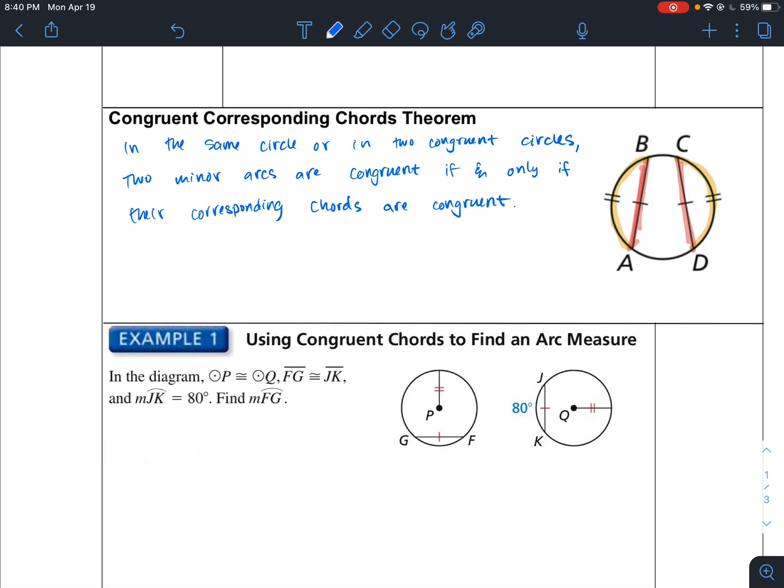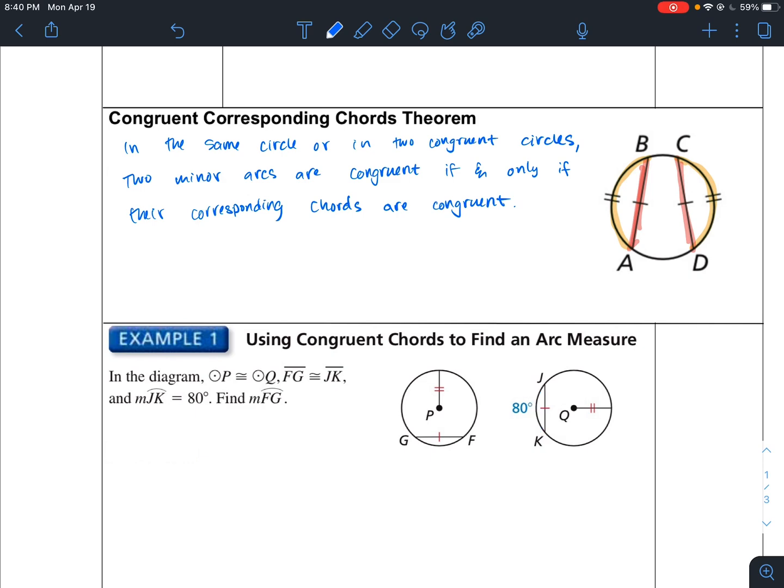So it says in the diagram, circle P and circle Q are congruent. So these two circles are congruent, meaning they have the same measure. It says that FG, so this chord right here, is congruent to JK, which is the chord in circle Q. It also says that the measure of arc JK, so this measure right here, is equal to 80 degrees.